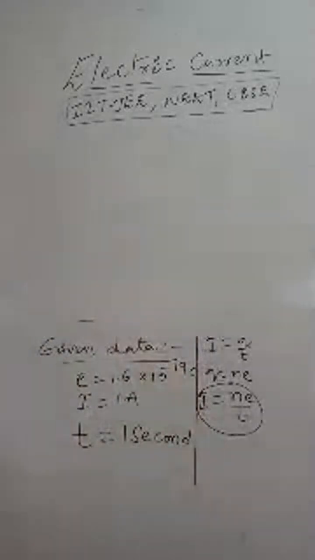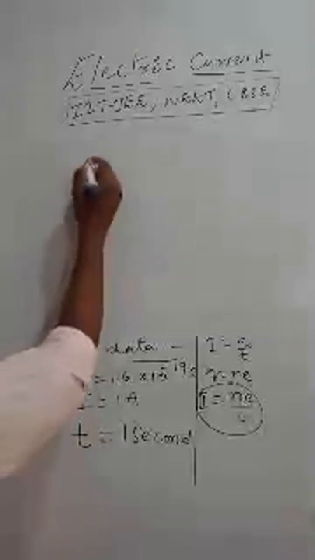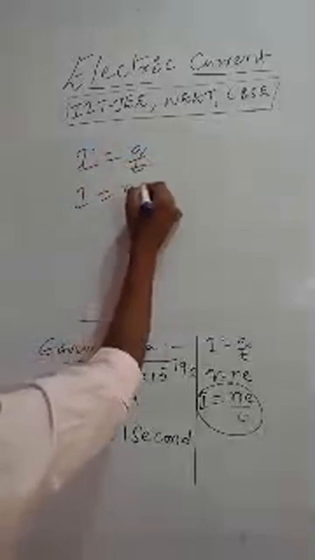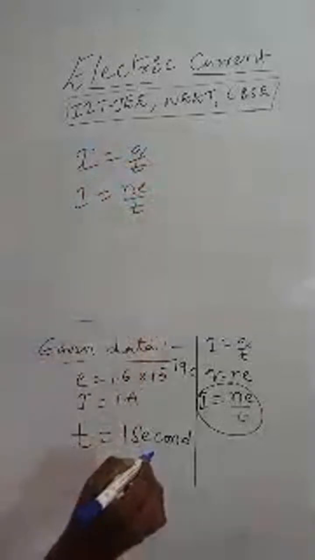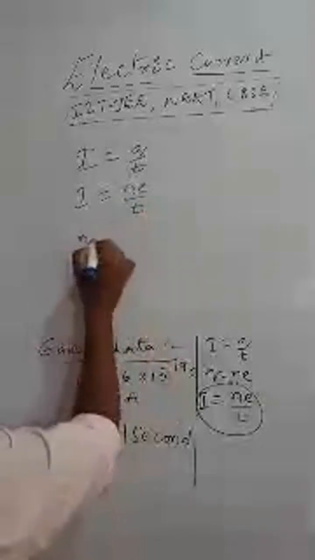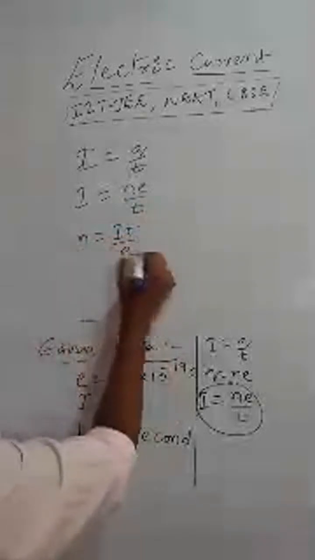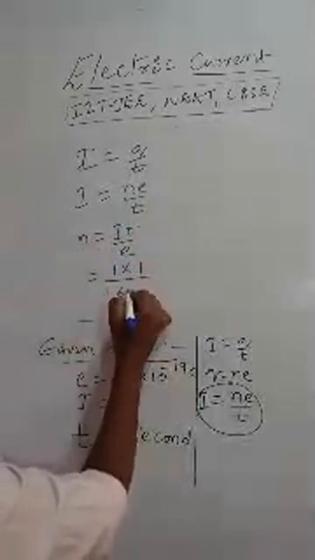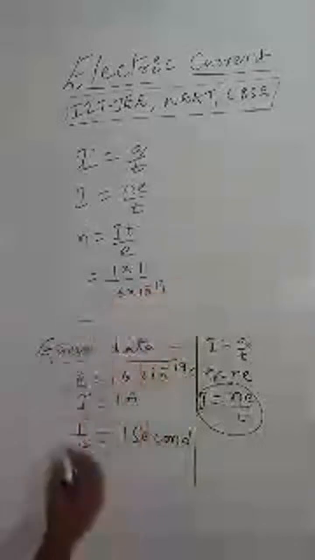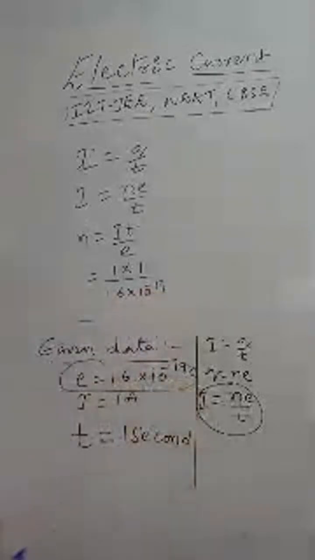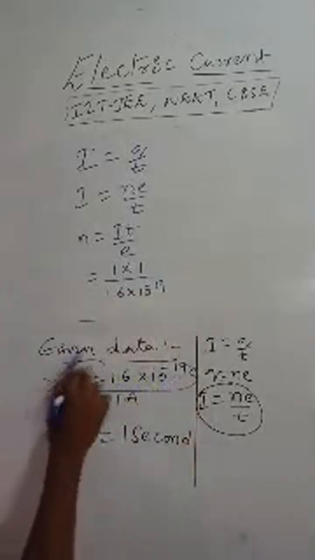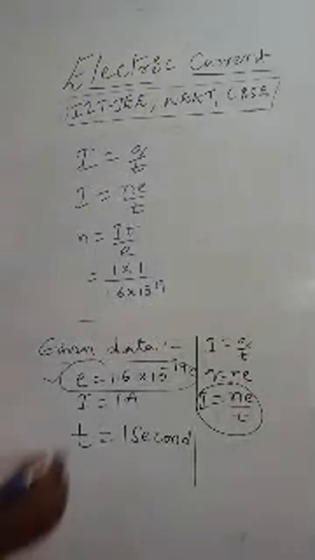Okay, so we'll do it once again. This is the given data. I equal to Q by T, that is nothing but I equal to Ne by T. Now you can consider N equal to I into T by E. So substitute 1 into 1, and 1.6 into 10 power minus 19. Why did we substitute this? Because the electron charge is given: one electron equals 1.6 into 10 power minus 19 coulomb.